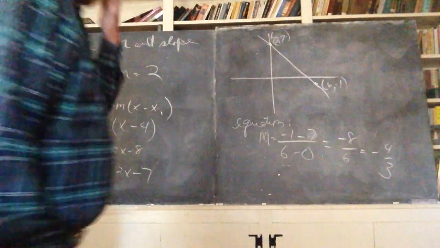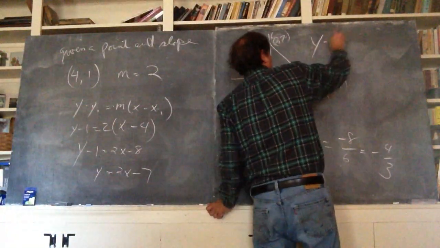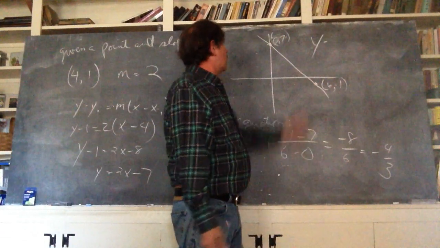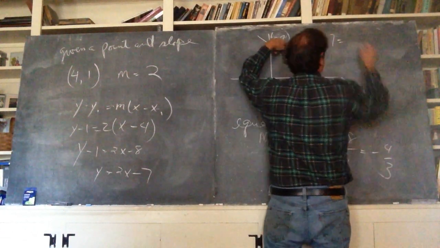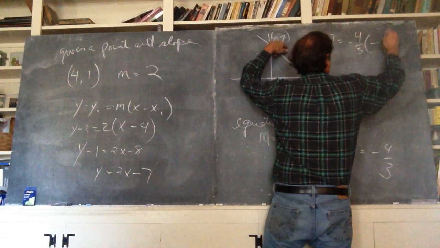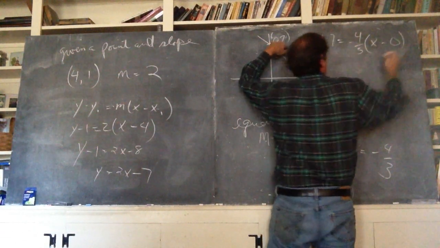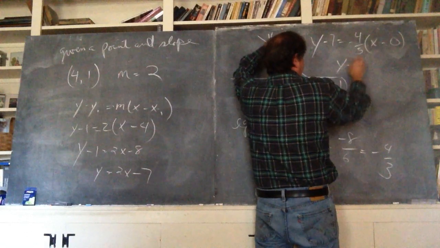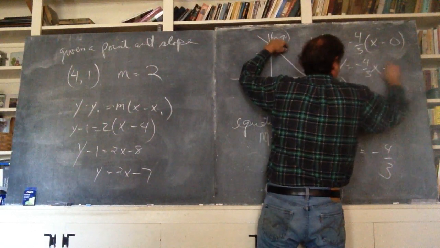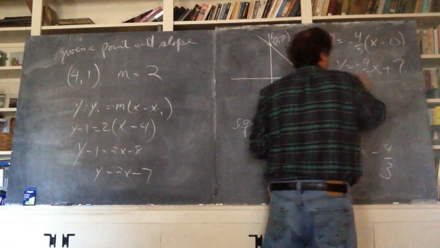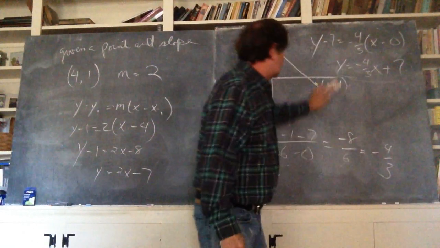The point. Y minus, hey, you could choose either one of these. Y minus 7 equals negative 4/3 times x minus 0. By the way, in slope-intercept form, y equals -4/3 x plus 7. One more thing. I'm going to erase here.